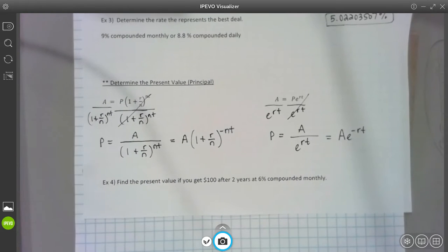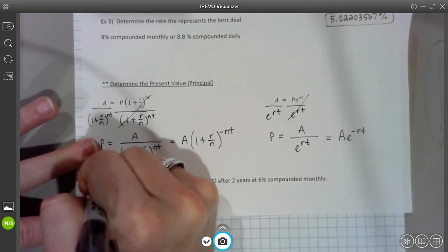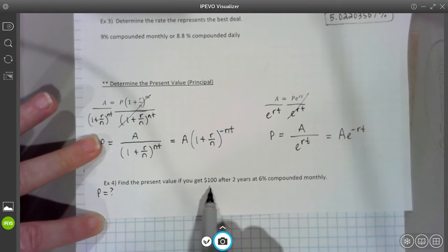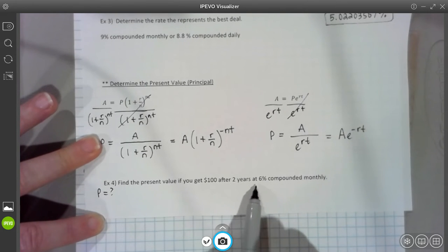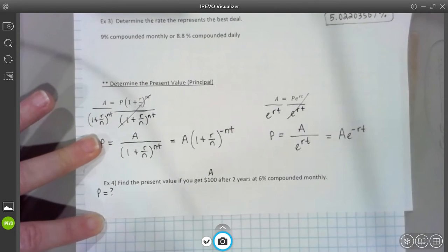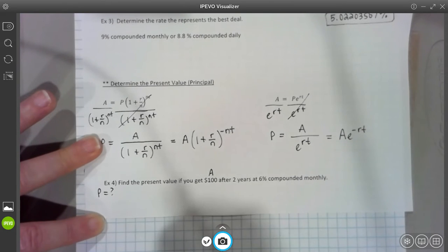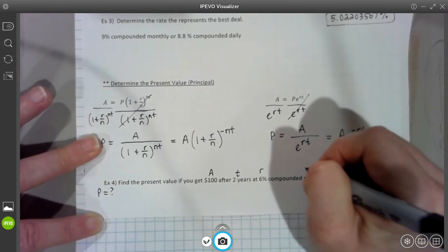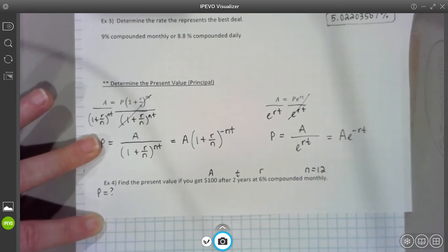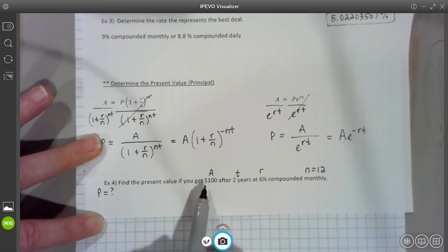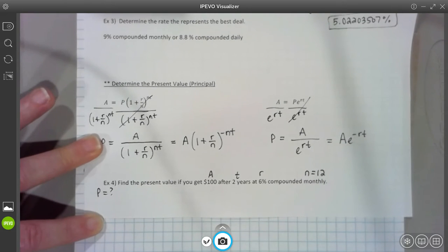So example 4 says, find the present value. So guys, you're literally being asked to find P, okay? If you get $100 after 2 years at 6% compounded monthly. So guys, $100 is A. That's the end amount. You're going to end up with $100 after 2 years, so that's time. Your rate is 6%, and it's going to be compounded monthly. So N is 12. So if we want to find what money you started with at the beginning of this investment to end up with $100 with all of this stuff happening, we just got to solve for P.